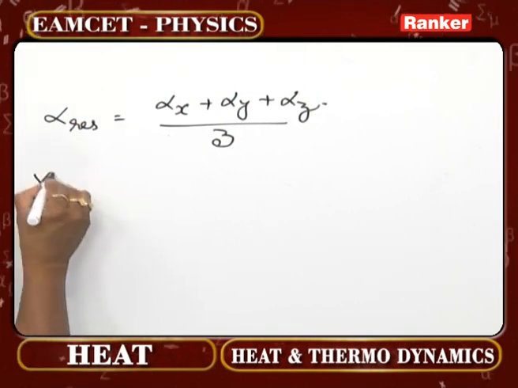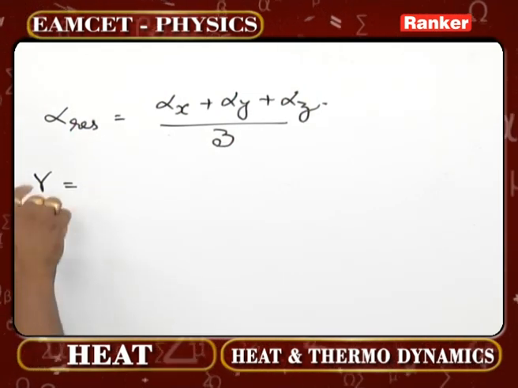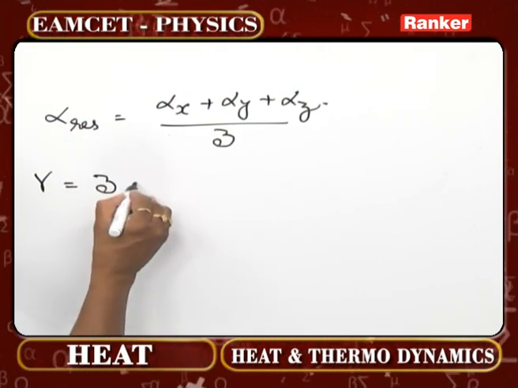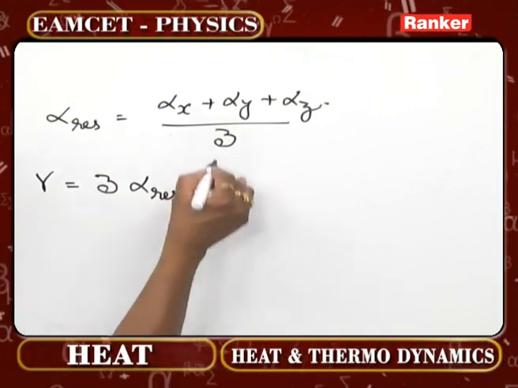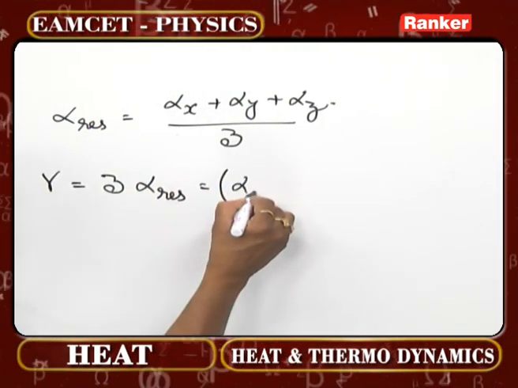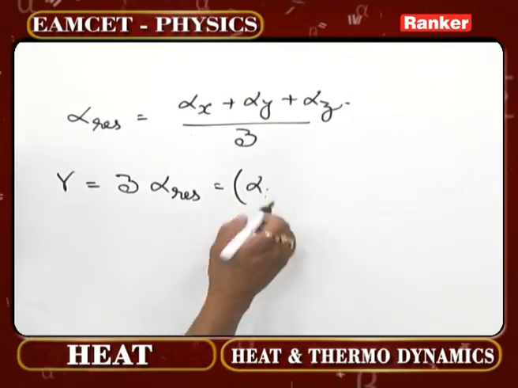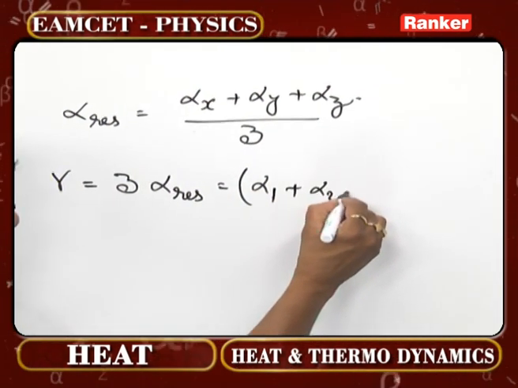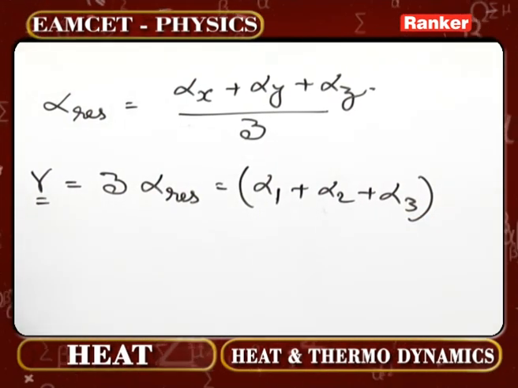But he is not asking you alpha. He is asking what is the coefficient of cubical expansion, gamma. So can't you write, is it not 3 times alpha of the resultant? The 3 gets cancelled, what is left over? Alpha 1 plus alpha 2 plus alpha 3. If you simply add these 3, that itself gives you the value of gamma.